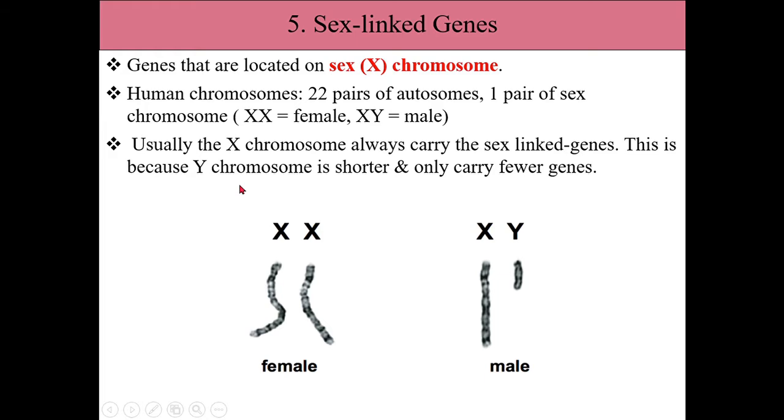So if someone has both X copies, two X copies, that means the individual is female. Meanwhile, if the individual has one copy of X chromosome and the other one is Y chromosome, the shorter one here is the Y chromosome, so the individual will be a male. As you can see here, when you compare the length of Y chromosome and X chromosome, Y is much shorter.